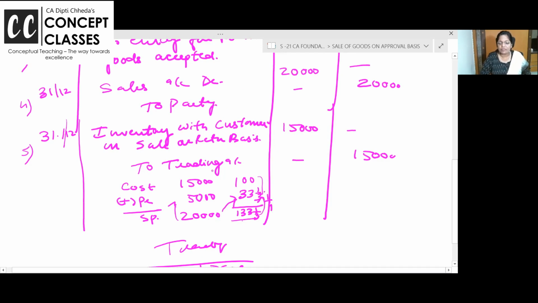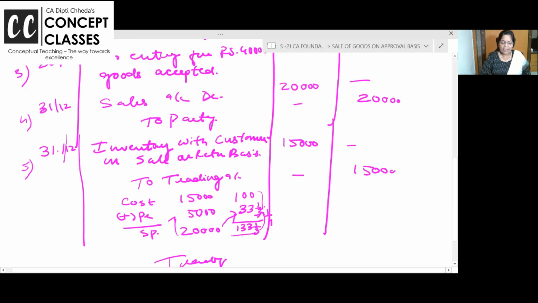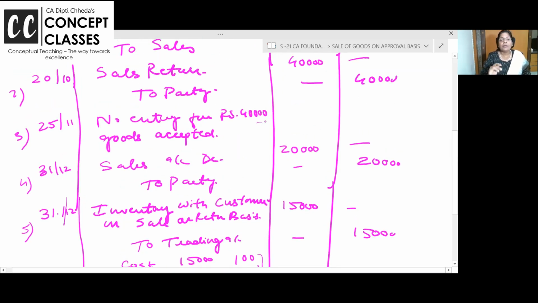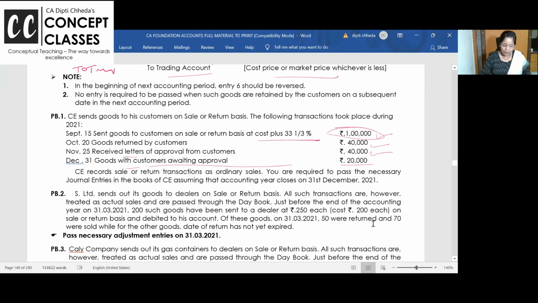Please put me a message if you have any confusion anywhere. Just one more entry may be added: if there is a change in price, they have accepted 40,000 goods, but if they have accepted at 38,000, reverse the difference; if they accept at 41,000, that can be one of the additions. Let us go to the next one. 1 second.